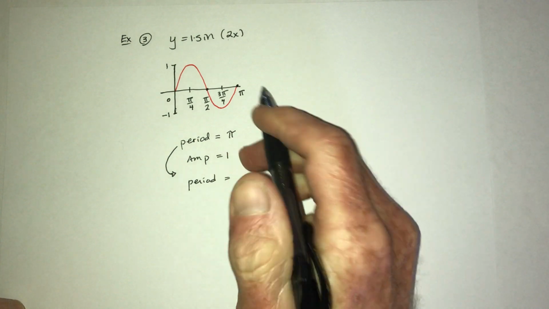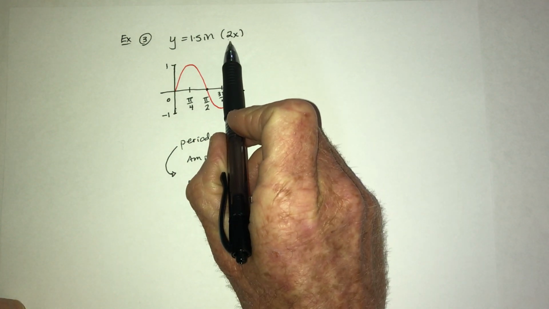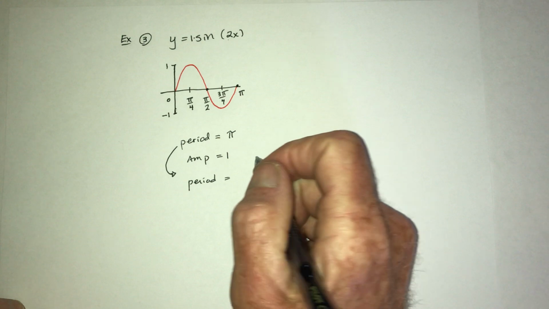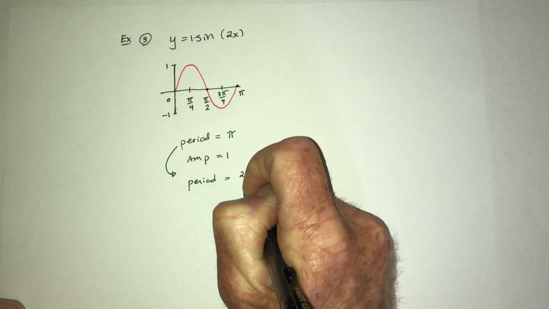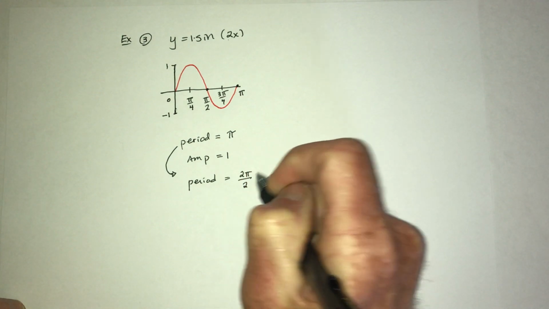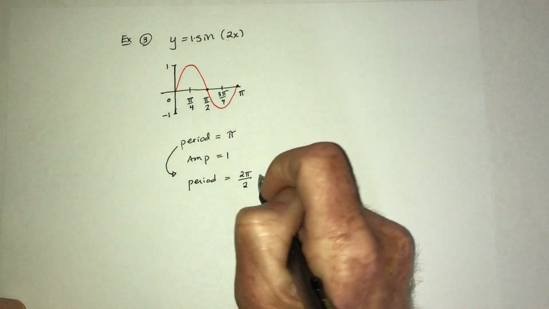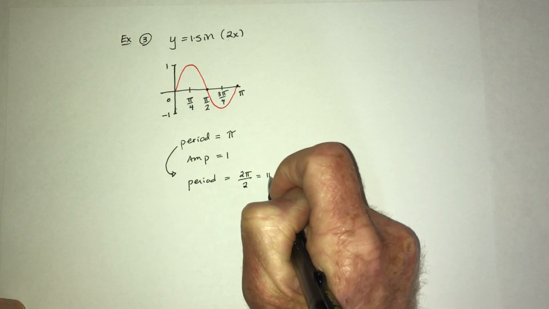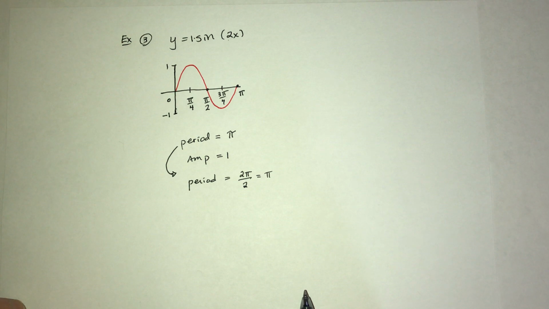So in general, when you have a number right there in front of the x, the period of the function is going to be 2 pi divided by that number. And then in here, the 2's will cancel, so the period is pi.